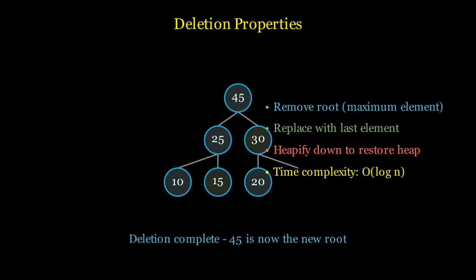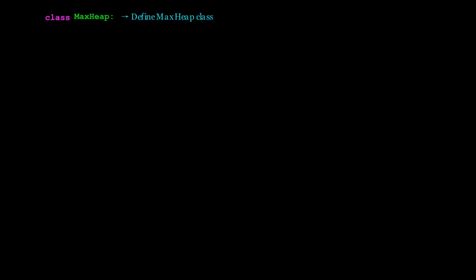Both operations run in logarithmic time, regardless of how many elements we have. So deletion in a heap is quite simple. Just remove the root, that is the maximum element in a max heap, and replace it with the last element and heapify down to restore the heap. That's it. Now let's move on to the heap implementation using Python.